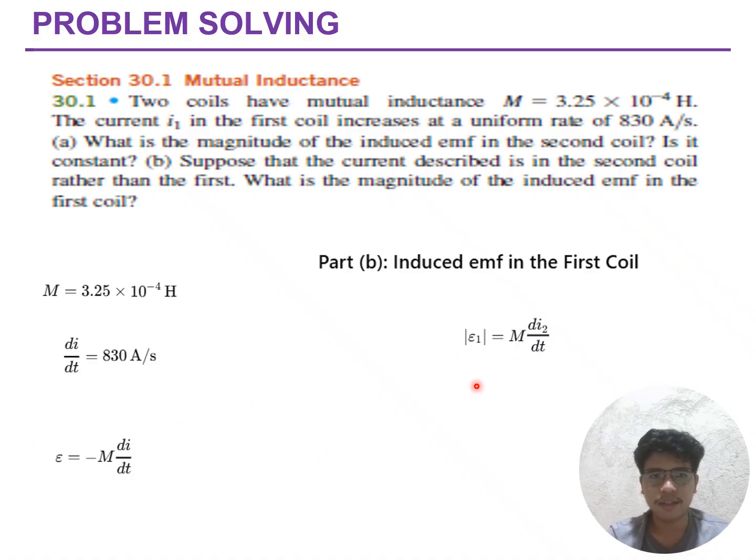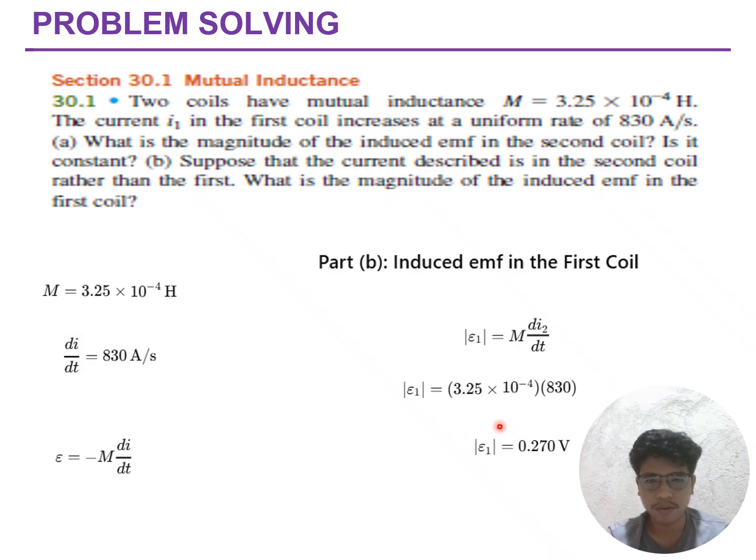As you can see here, we have the given for part B, where the mutual inductance works both ways. If the same rate of current change occurs in the second coil, the induced EMF in the first coil has the same magnitude. So we are going to use the same formula. All we need to do is substitute the same values from the part A values, in the given situation.